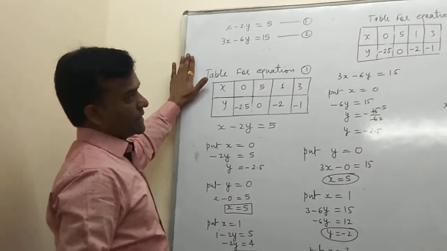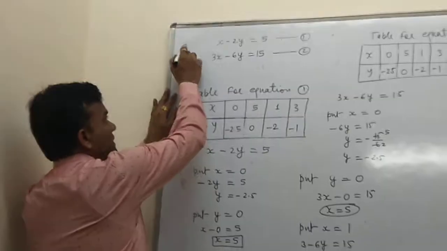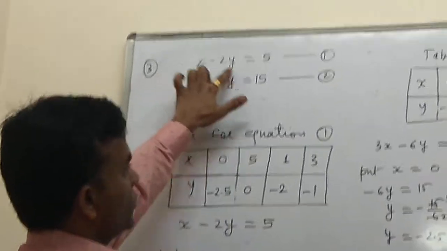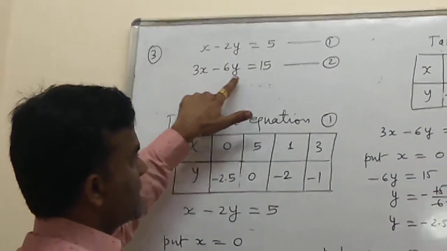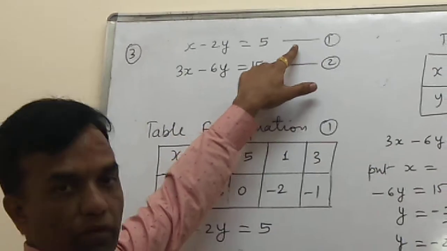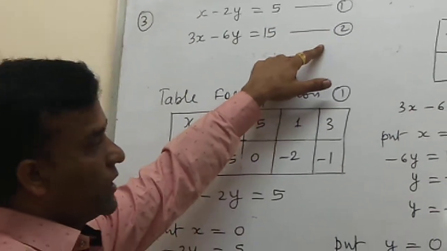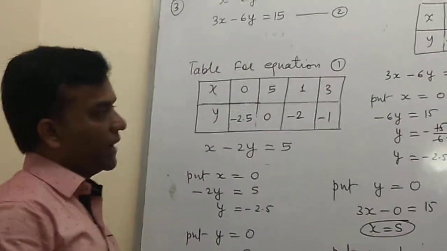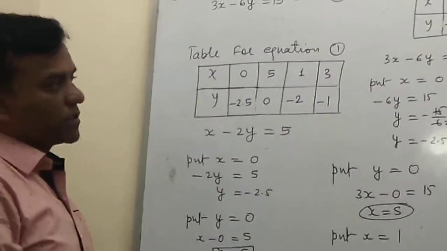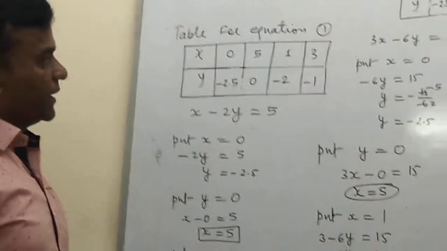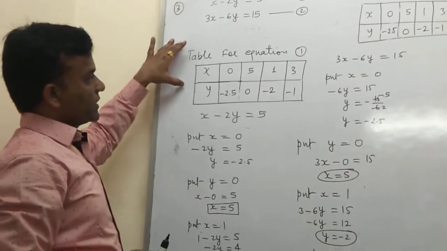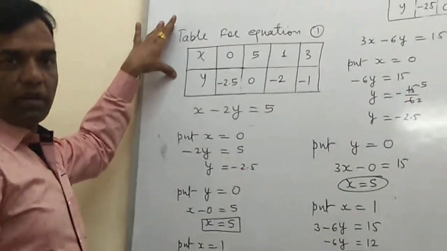Okay, now we have the third example, and the equations are x minus 2y equal to 5 and 3x minus 6y equal to 15. So you call them equation number 1 and 2. Similarly, again we find according to the previous question, according to the concept of the graphical method. First we draw the table, first we find the coordinates for table 1.